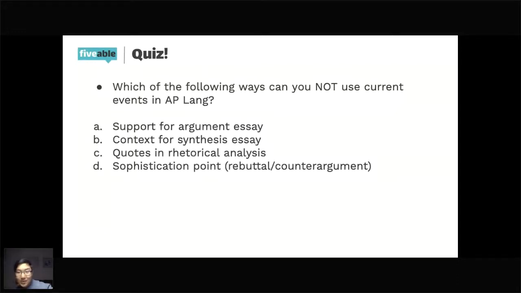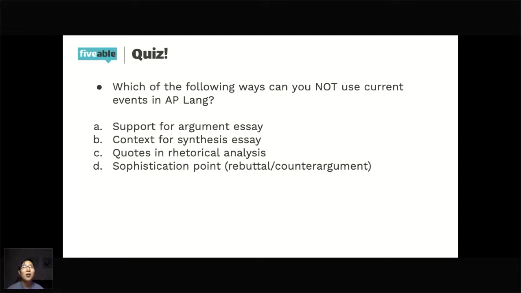And I see an answer from Candace here who says C. And that's exactly right. Quotes and rhetorical analysis. You absolutely cannot ever use current events for rhetorical analysis because you're analyzing an article. But you can use current events in the support for your argument essay. You can use it as some contextualization for your synthesis essay.